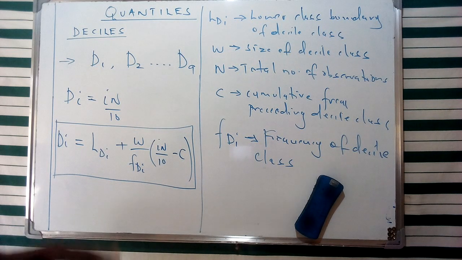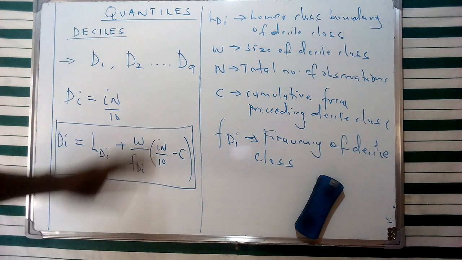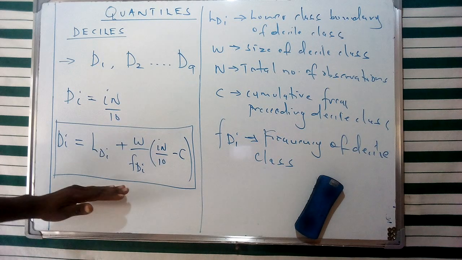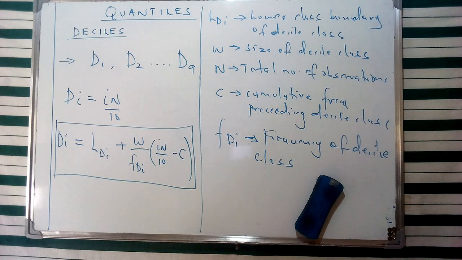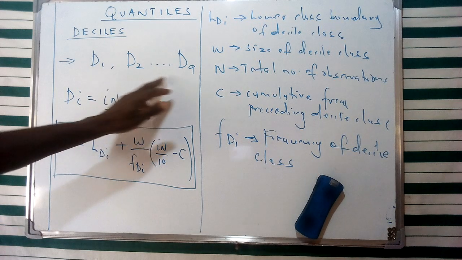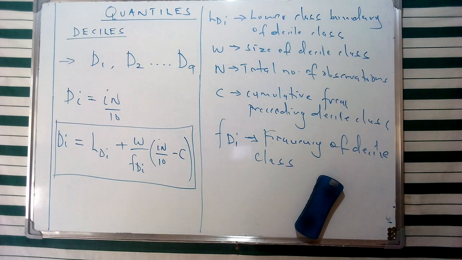Now in our subsequent video, as I said, I'm going to use a general example which is going to help us comprehend the usage of this relationship in finding various deciles, from the first, second, up to the 9th decile, of a specific set of grouped data.